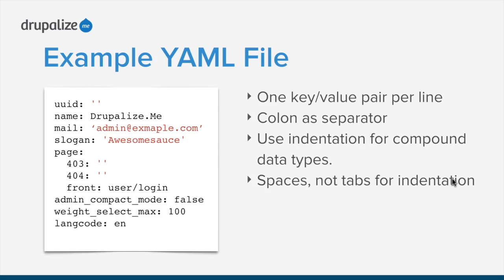A little bit further down, you see the value page: and then under that there's 3 lines, each of which are indented 2 spaces. This is what YAML refers to as a compound data type. It's kind of like creating a list or an array in other programming languages. You're saying all of the things under this, indented by 2 spaces, are children of the page key.